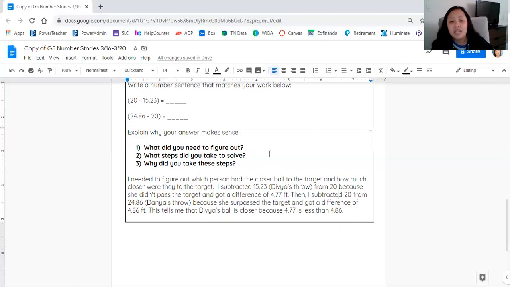This tells me that Divya's ball is closer because 4 and 77 hundredths is less than 4 and 86 hundredths, right? We are putting in words and proving why our math works and how we know this is the correct answer. While you're not necessarily going to be asked to do this a lot on your end of the state test, it's important to have that level of self-reflection and not just assume that our answers are already correct.